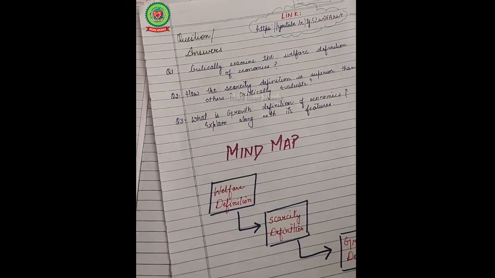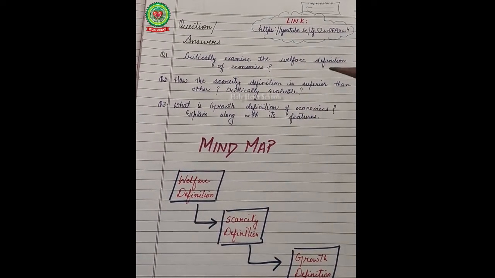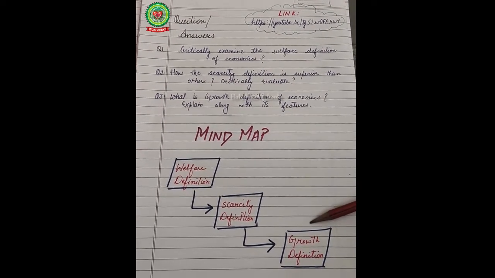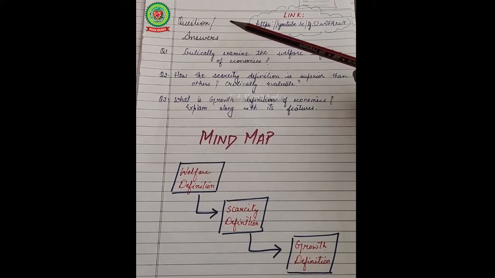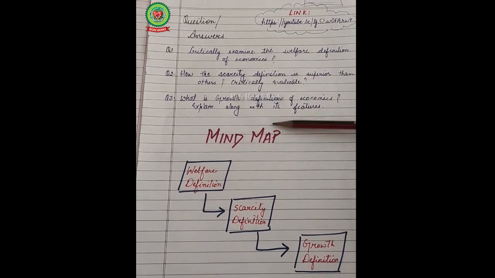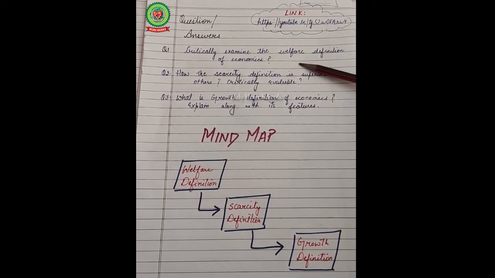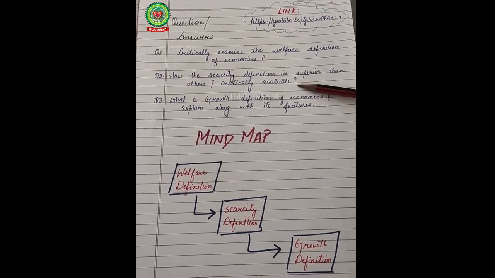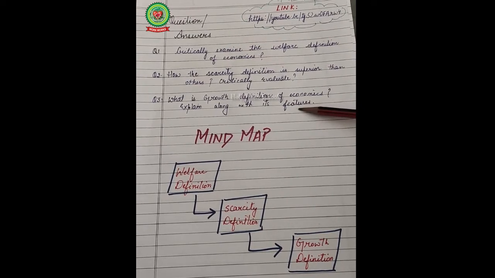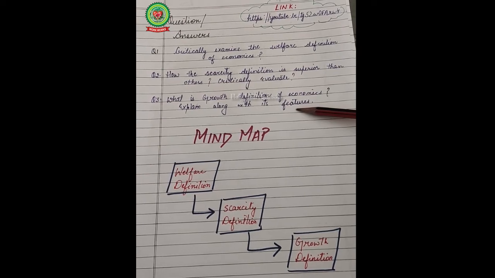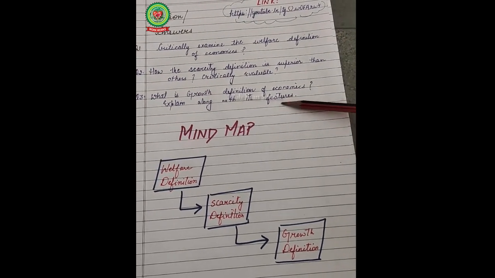So today we discussed the welfare definition, then the scarcity definition, and the last one, the growth definition, right? Now students, you have to write answers to these questions: critically examine the welfare definition of economics; how is the scarcity definition superior to others; and what is the growth definition of economics, explain along with its features. Clear?